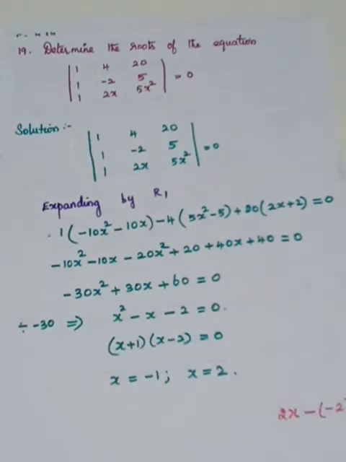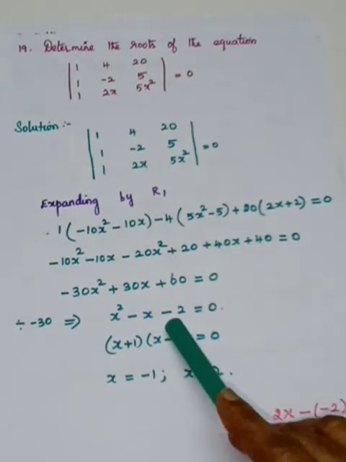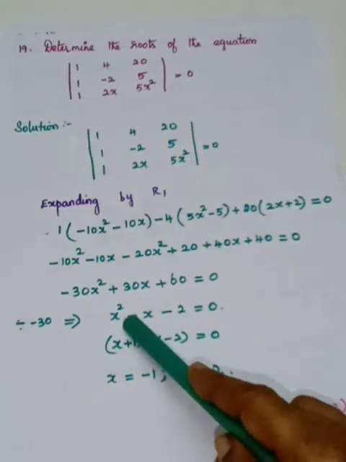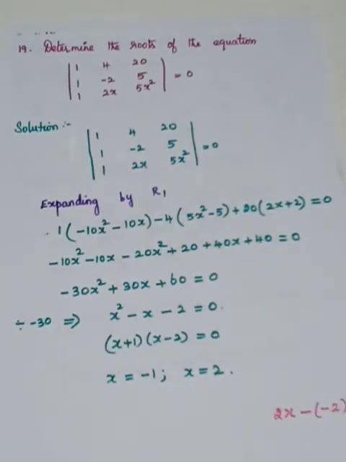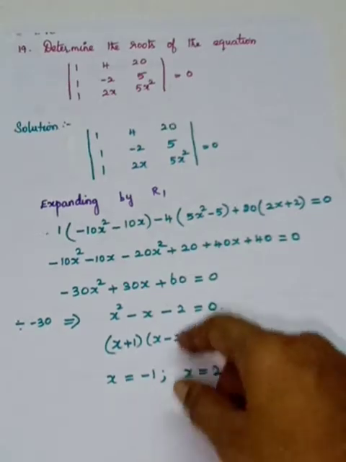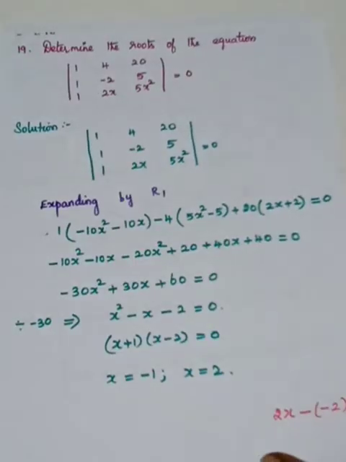It's a quadratic equation in terms of x. So you have to factorize. While taking the product, it should be minus 2 and the addition is minus 1. So we can write the factors as x plus 1 into x minus 2 is equal to 0. So x is equal to minus 1 and x is equal to 2. So we have found the roots of this equation.